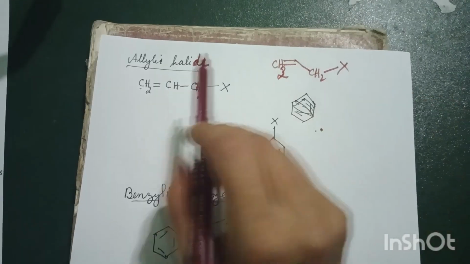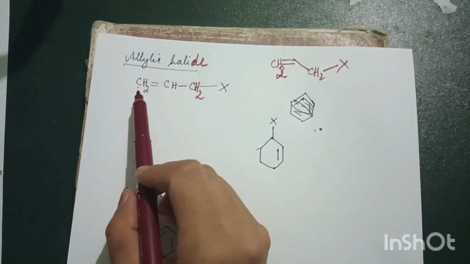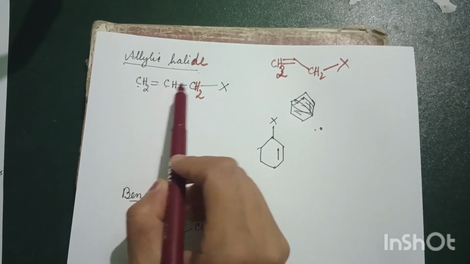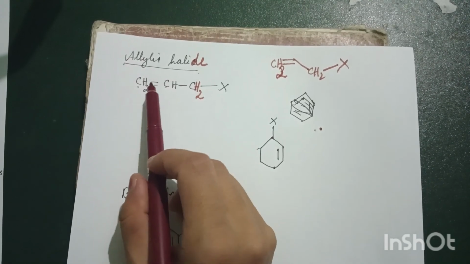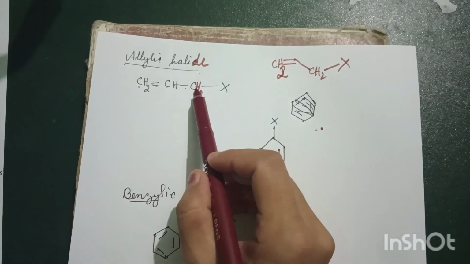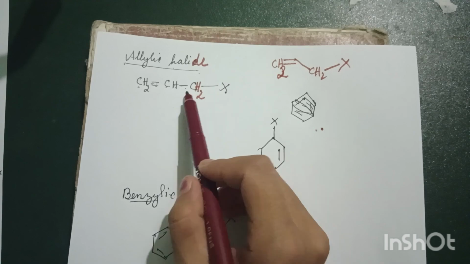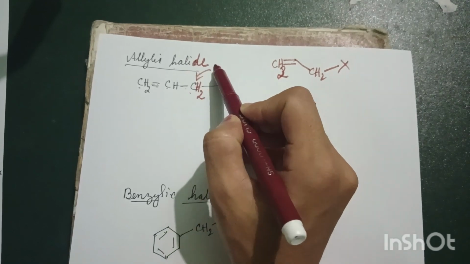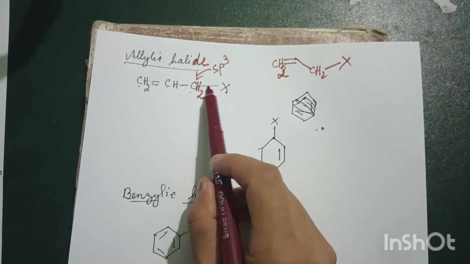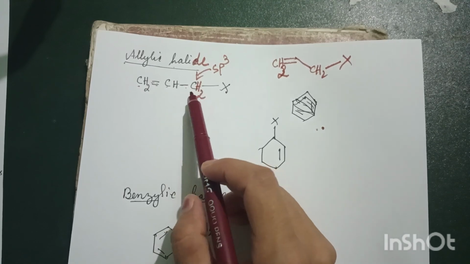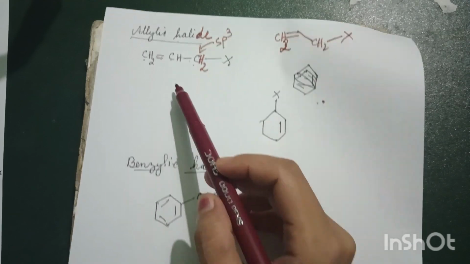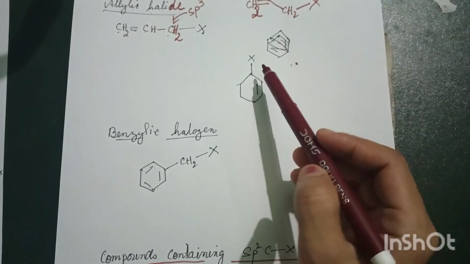Okay. Next, we are going to talk about allylic halide. In allylic halide, we have to remember that there are 3 carbons. Allylic means 3 carbons with one double bond. So double bond, single bond, and this carbon is connected to X. Now what type of hybridization does this carbon have? It is sp3, because the carbon is single bonded, with tetrahedral geometry here. So sp3.